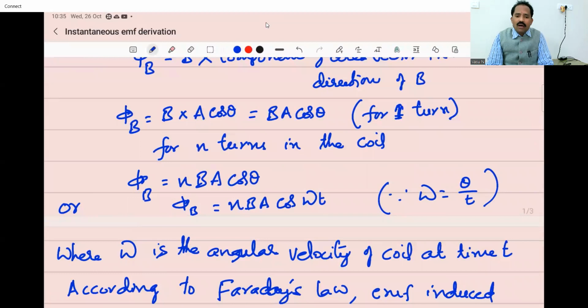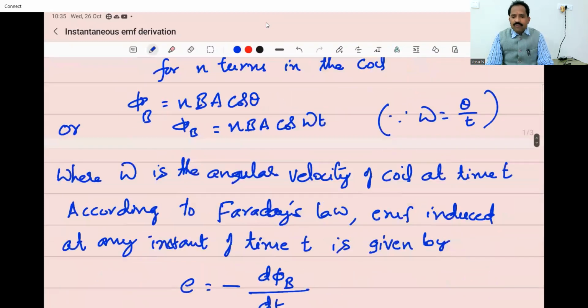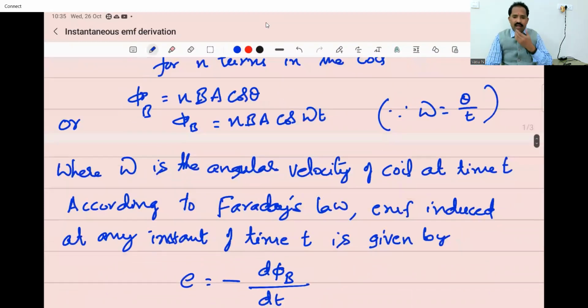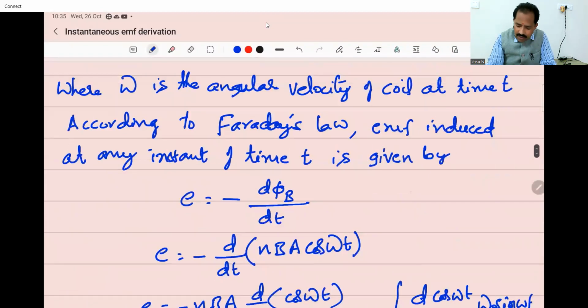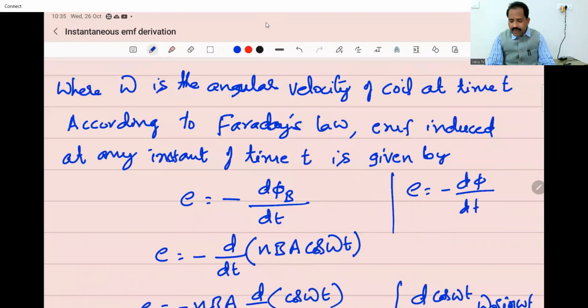And what is called omega? It is called angular velocity of the coil at time t. Okay. Now, according to Faraday's law, EMF induced at any instant of time is given by definition, E is equal to minus d phi B by dt. E is equal to minus d phi by dt. So this is according to Faraday's law. The rate of change of magnetic flux gives the EMF induced.